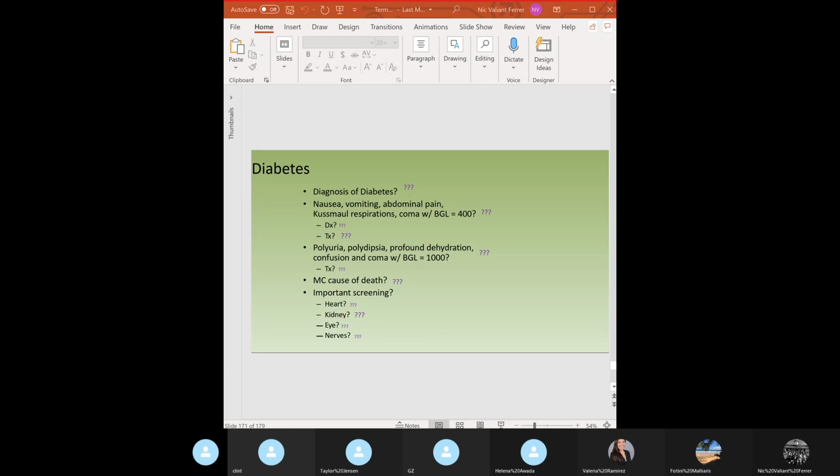Okay, for the heart, how do we screen? So we need to check LDL, right? LDL should be less than 100, blood pressure less than 130/80. For kidneys, what are we checking? Microalbuminuria, right? Check for that. And start them on ACE inhibitors.